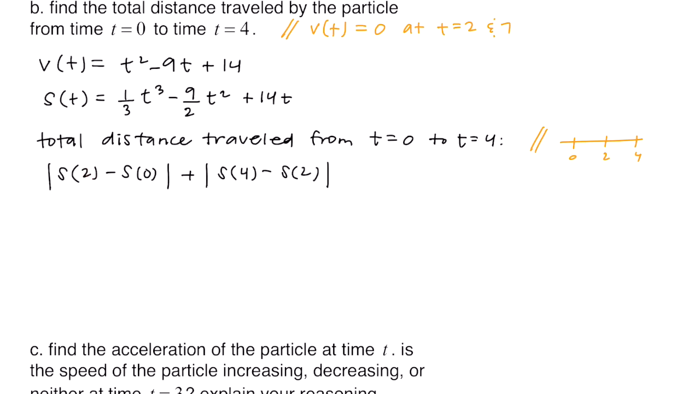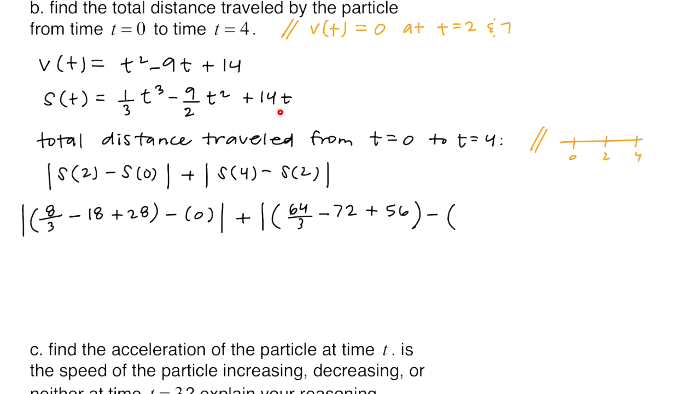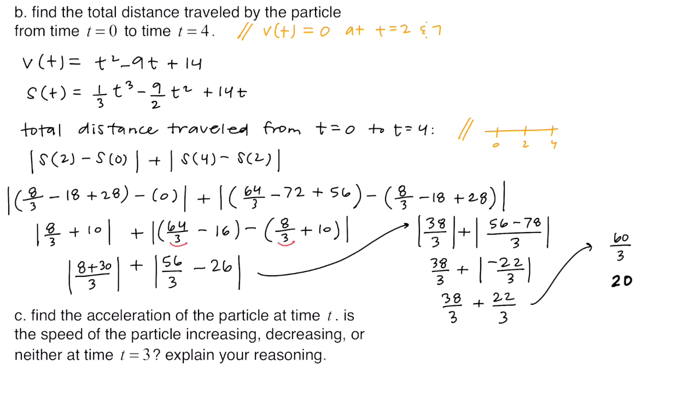So I'm going to plug 2 into our position function right here, and then I plugged 0 into this, but you just get 0. Next I'm going to plug 4 into this, and then we're plugging 2 into this again. Okay, so now we're going to simplify. Alright, so when you finish simplifying, you get that the total distance traveled by the particle from time t equals 0 to 4 is 20.